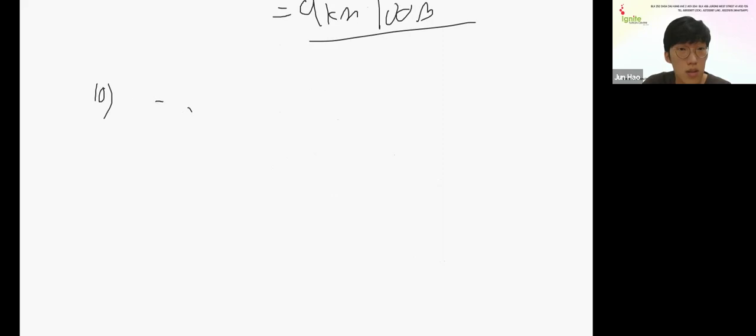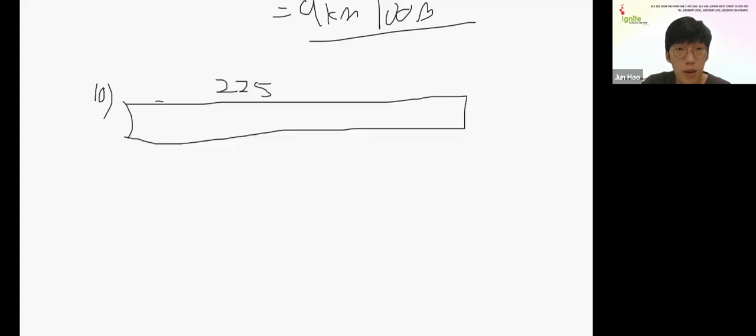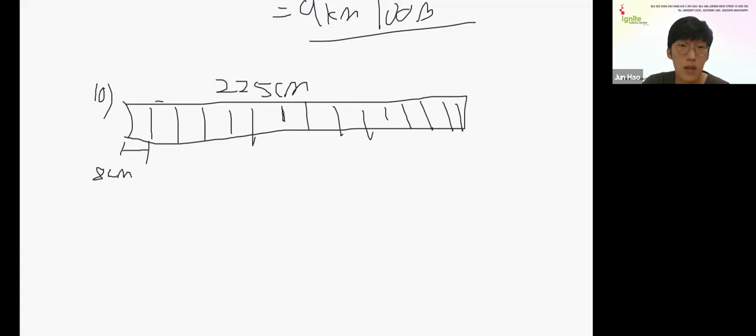Should draw. Okay, so we draw a model. So she has 225 cm at first, right? She wants to cut it into pieces of 8 cm each. So I just show you that, okay, this is what it's like. So she just randomly cut, I don't know how much. But then inside, each one of the piece is 8 cm. Okay, 8 cm. So they want to know what's the maximum number of such pieces you can get and what will be the length of the cloth left.